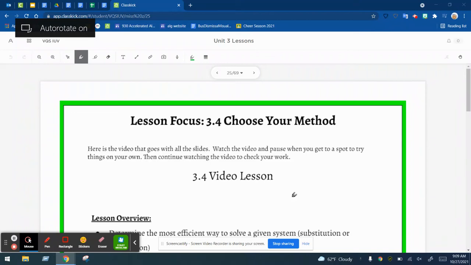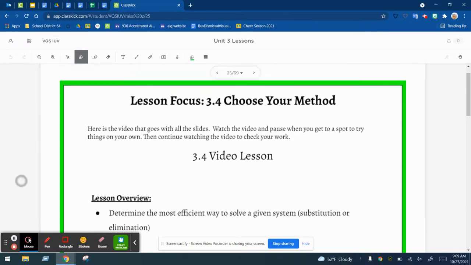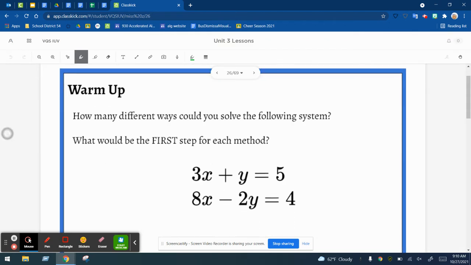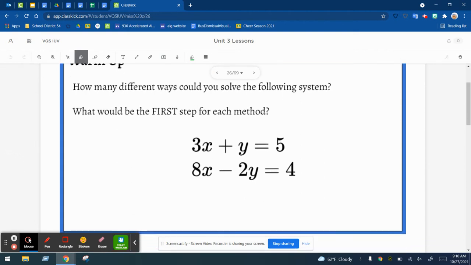Okay, today we are moving on to 3.4, and we are talking about choosing our own method. So all of the methods that we have learned thus far, we are going to decide when it is best to use which method. So we know that we could solve this three ways. We could graph, we could eliminate, or we could substitute.